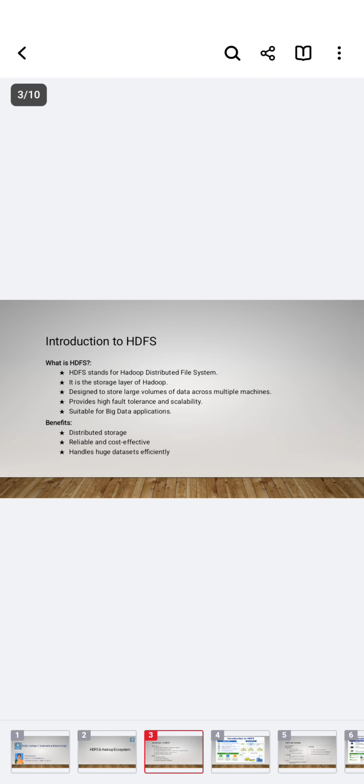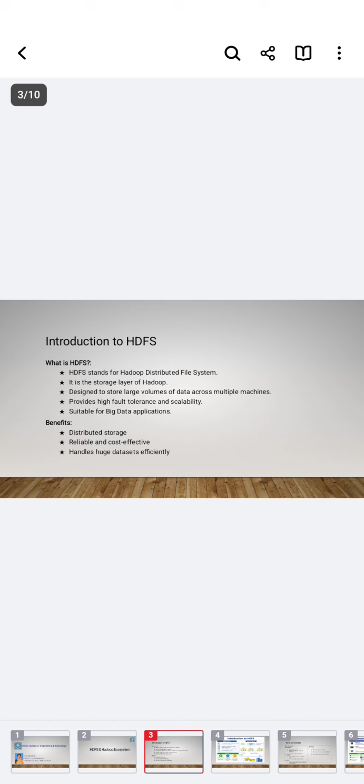So HDFS stands for the Hadoop Distributed File System. It is the specialized storage layer of Hadoop designed to hold massive volumes of data by breaking your files apart and spreading them across multiple ordinary computers. So it is highly scalable and has excellent fault tolerance.